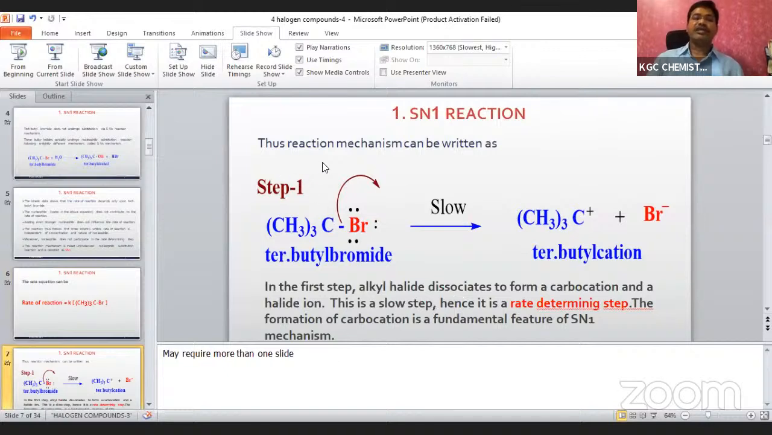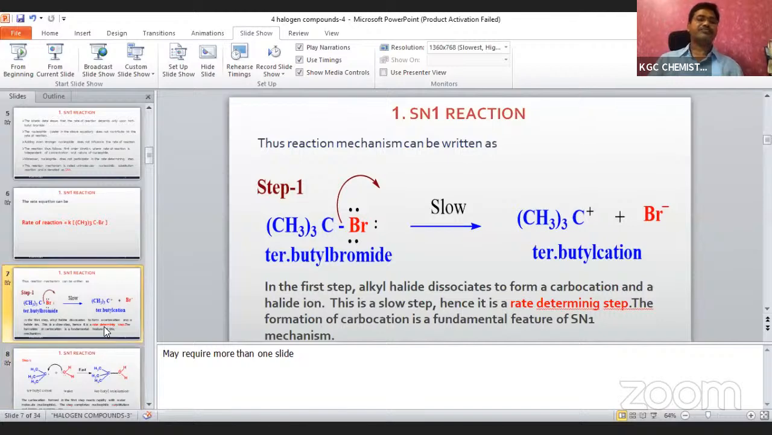Now see this one, the reaction mechanism can be written as follows. This is going to be the leaving group, the step 1. It is a 2-step reaction, whereas the SN2 reaction is only 1 step. In the first step, it is a slow step and rate determining step, and it is the formation of the tertiary butyl cation and bromide. In the first step, the alkyl halide dissociates to form the carbocation and a halide ion. This is a slow step, and it is called the rate determining step. The formation of the carbocation is a fundamental feature of the SN1 mechanism.